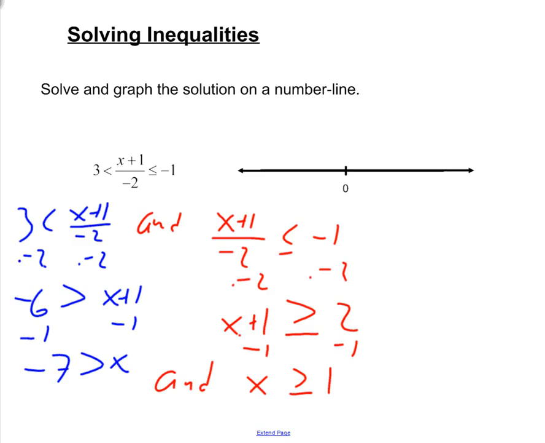Okay, so I solved my two separate inequalities because it's an AND statement, and I wound up with a sign flipping when I multiplied both sides by -2, with x is less than -7. So here's x is less than -7, open hole, going this way, and x is greater than or equal to 1, closed hole, going this way, and it's an AND statement. So this would be the overlap of the two. There is no overlap here, so this one has no region and no solution.